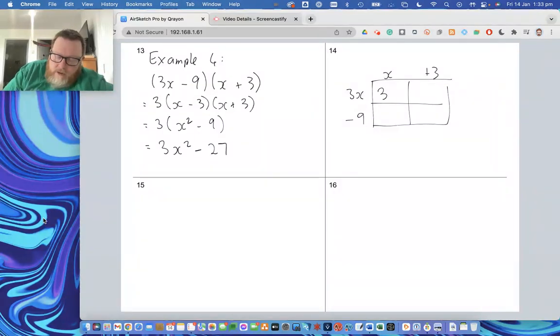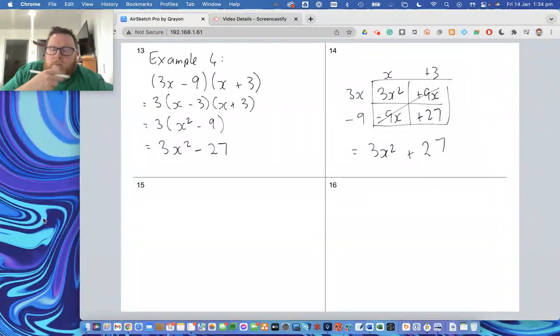So 3x times x is 3x squared, minus 9 times x is minus 9x. Minus 3x times 3x is 9x, and then minus 9 plus 3 is plus 27. So you've done that. Now you can see that the minus 9x plus the plus 9x cancels each other out, and you're left with 3x squared plus 27.